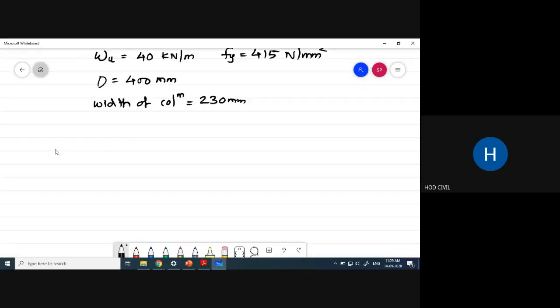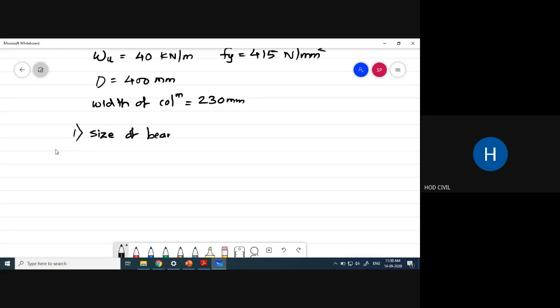Now let us start with the first step in the design, that is deciding the dimensions. First dimension is the depth. Depth is already given. We have to decide the width. So what is the width of the beam? First of all, we have to calculate the size of the beam. So I will write down here size of beam. Yes, width.